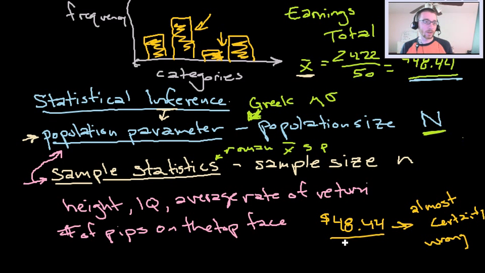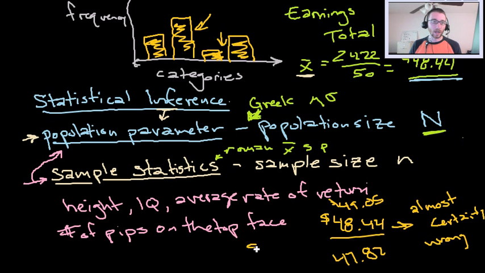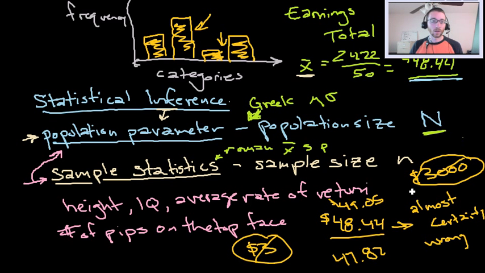Right. Chances are that people actually spend, I don't know, 47.82 or 49.05, right? Maybe they spend a lot more, maybe they spend a lot less. But we know it's probably not $3, right? And it's probably not 3,000. And what we can do once we get a sample statistic like this is start tightening what seems reasonable, right?